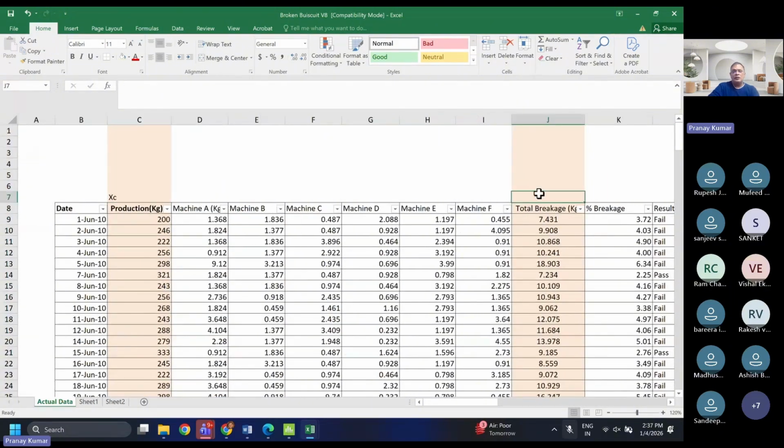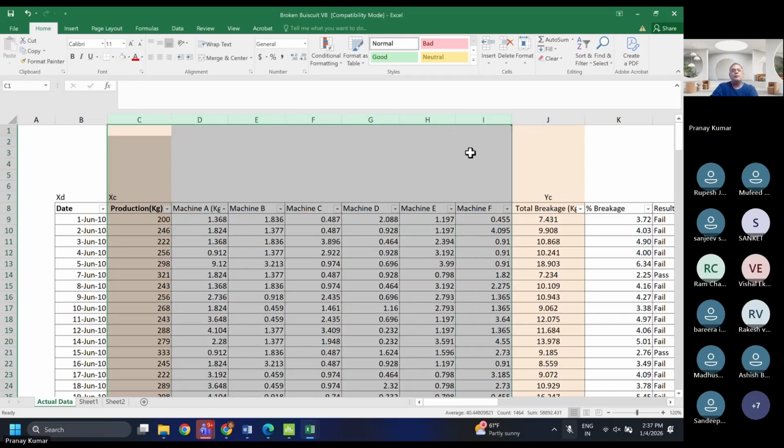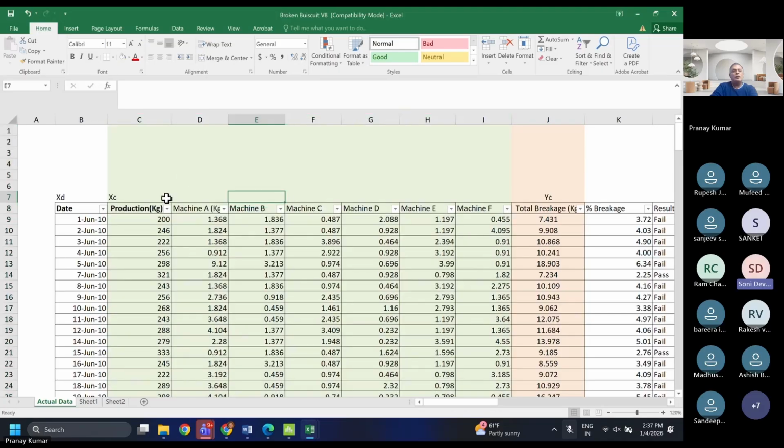Y here is total breakage. Is X continuous or discrete data? Machine is continuous data. This is in kilograms. All of this is continuous. Which means Y is continuous, X is continuous. Which test will you do? Regression. What graph will you make? Scatter plot.